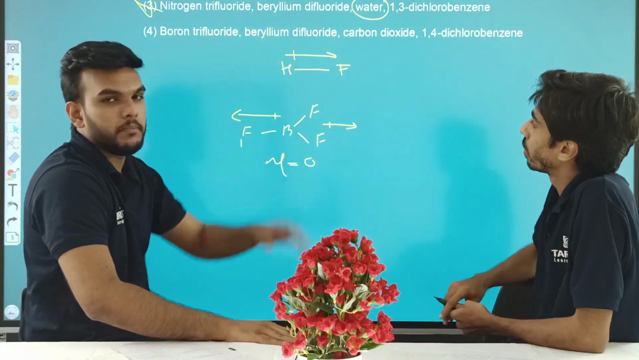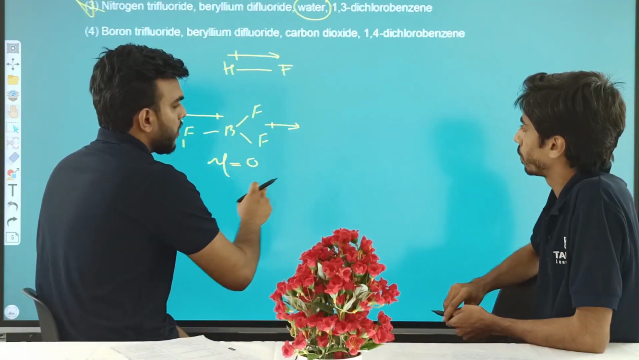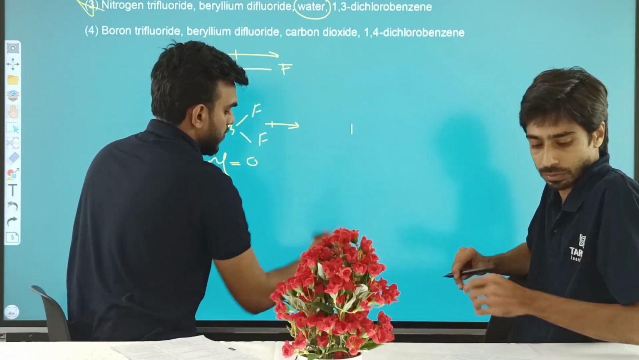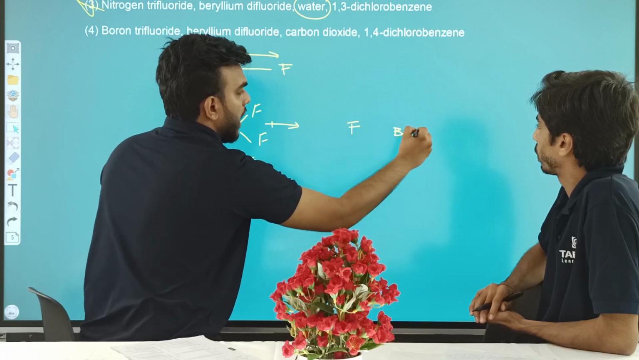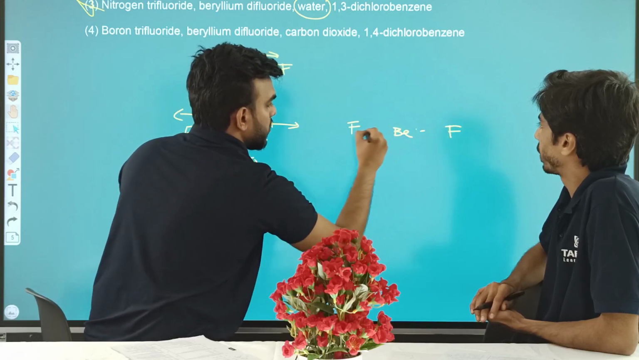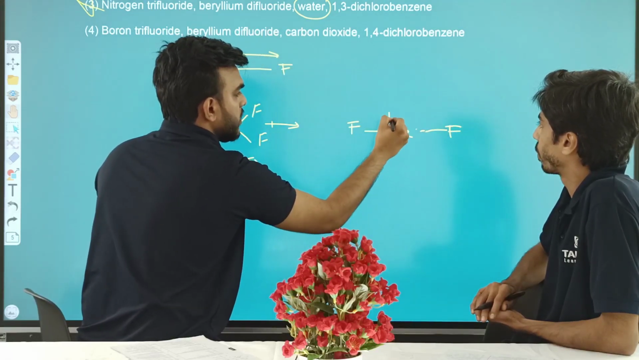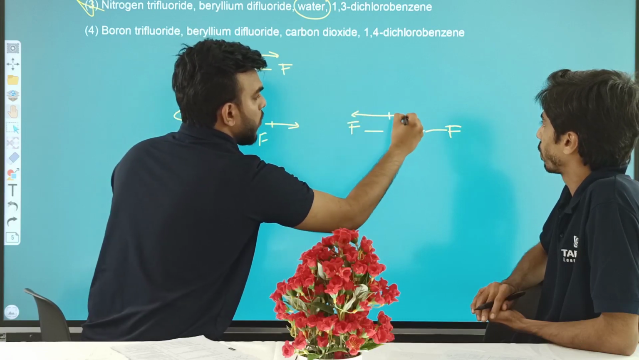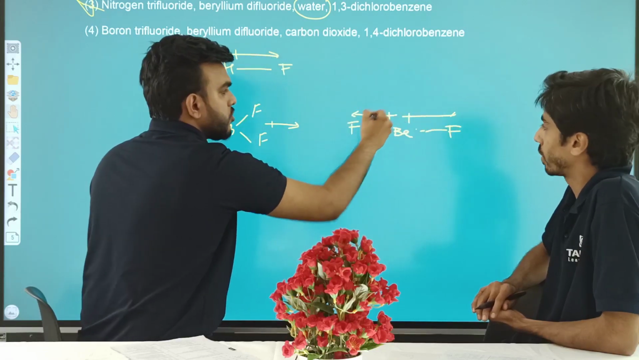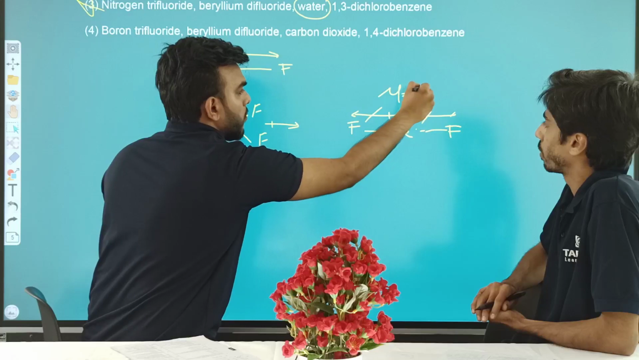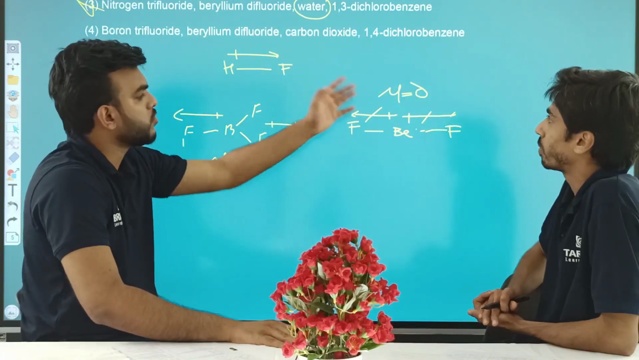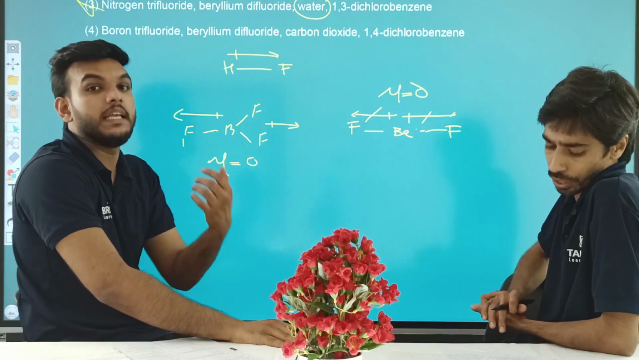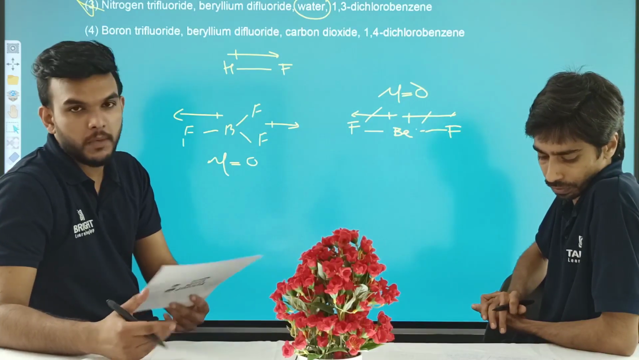In the case of beryllium difluoride also, I am just taking a fluorine here, the beryllium here, and the second fluorine here. It's a linear molecule, and the dipoles will go in this way and in this way. So they cancel each other, and here also the dipole moment will be equal to 0. Then comes carbon dioxide. Carbon dioxide also has the same concept. It is a linear structure. It has a dipole moment equal to 0.